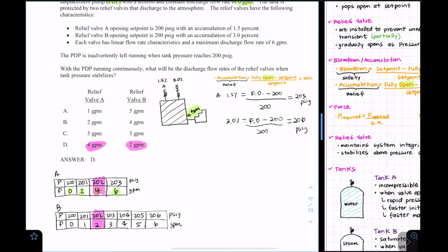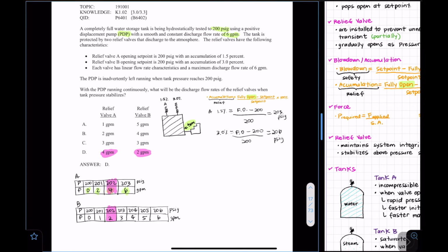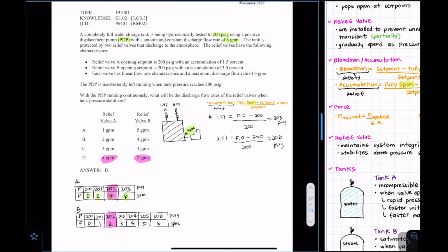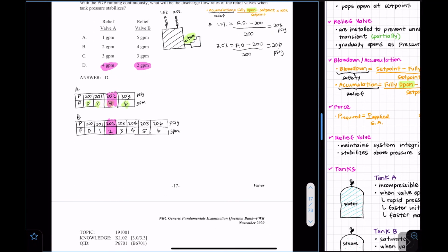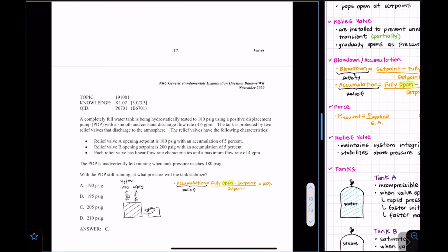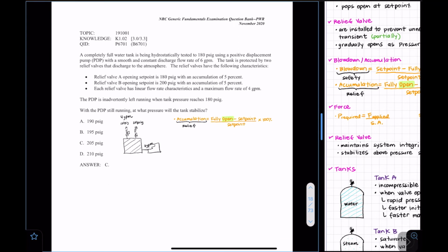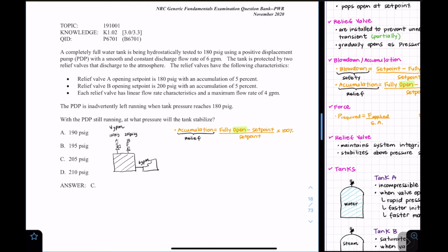out 2 GPM. Sometimes it doesn't ask you about the flow, sometimes it asks you about the pressure, and if you use this blog thing, you will be able to get that information as well. And this is a different way to get information or problems related to accumulation, and, well, not blow down, but this one is for accumulation. So now we have another example here.